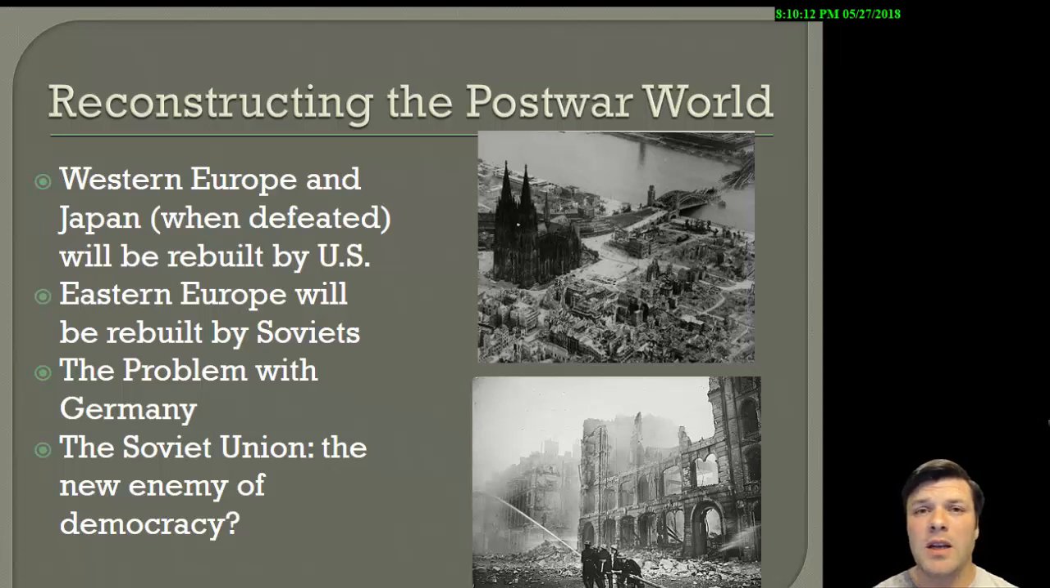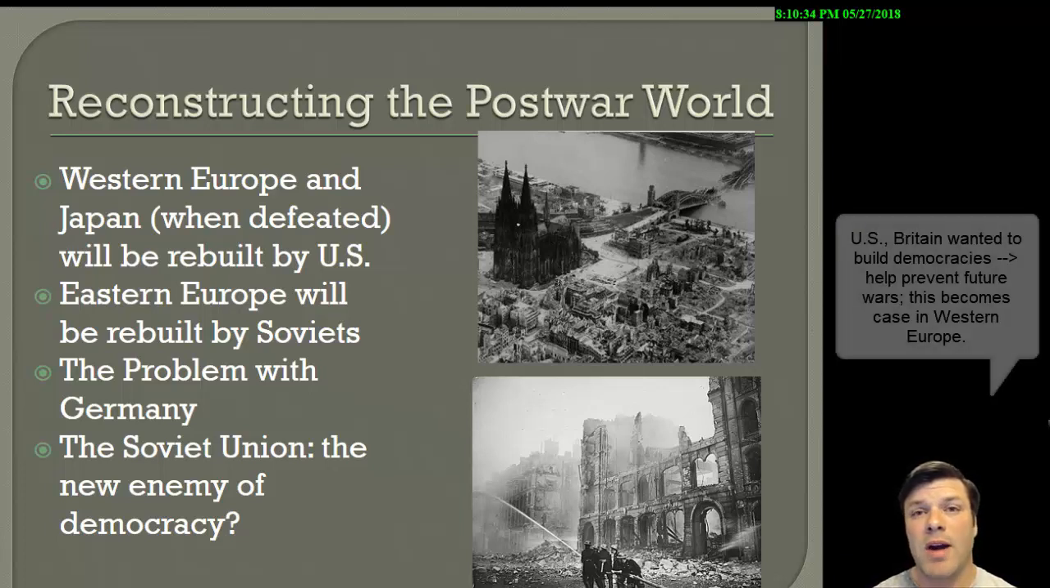Now, we knew what we wanted. We wanted to prevent wars like this from ever occurring again. And we felt that the best way to do this would be to rebuild Western Europe in a democratic fashion. You export democracies. When you have democracy, it'll make it really difficult for the Hitlers and the Mussolinis to rise to power. So we wanted to rebuild a democratic Europe.